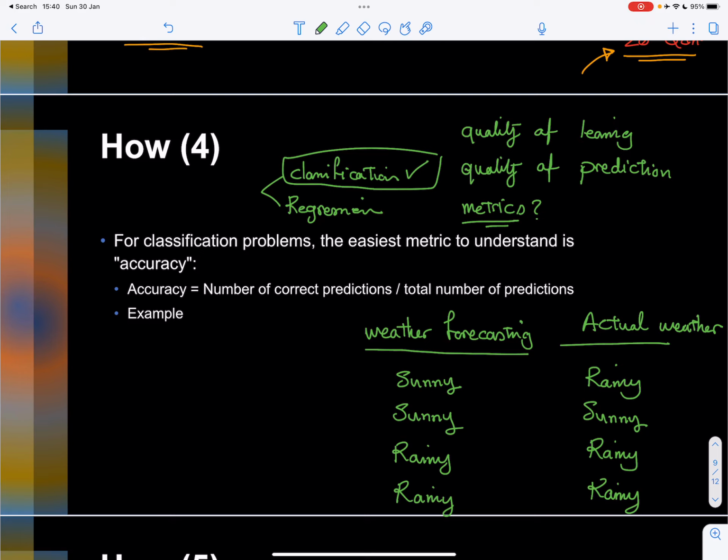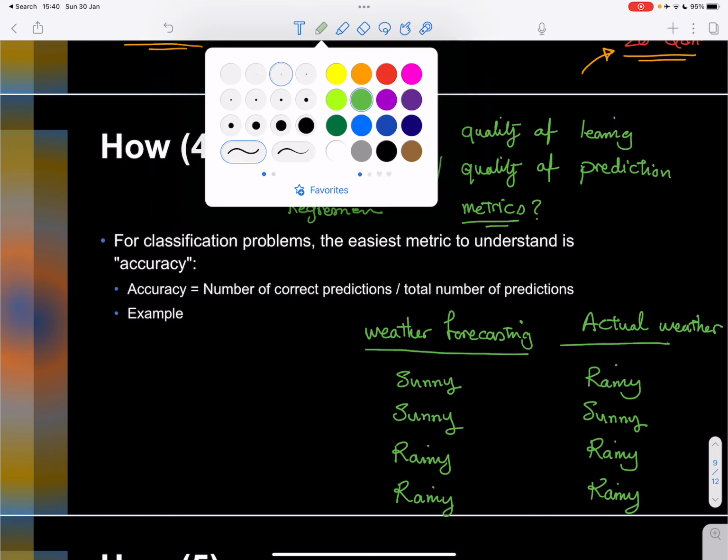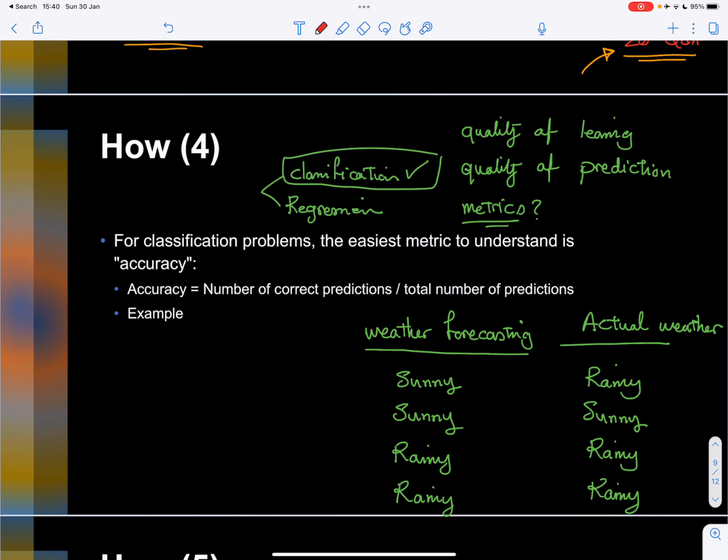So we have the predictions and we have the actual weather. And how did we do these predictions? Let's say we considered lots of predictors such as humidity, temperature, air pressure, and so on and so forth. We don't want to go into the details. What we want to do is, okay, we have these actuals and forecasting predictions. These are predictions and these are actuals.